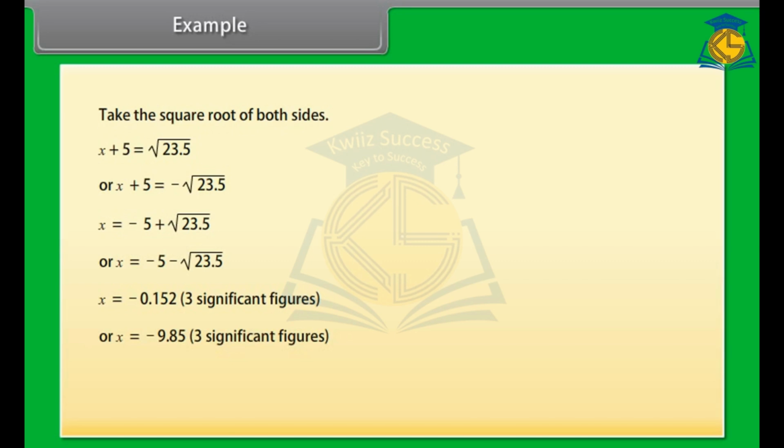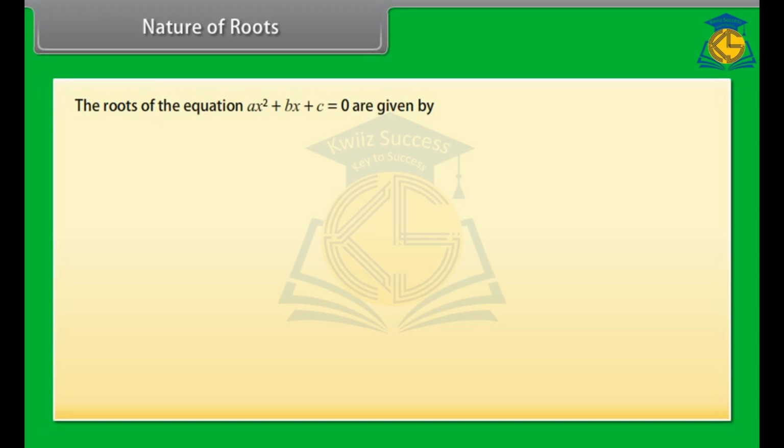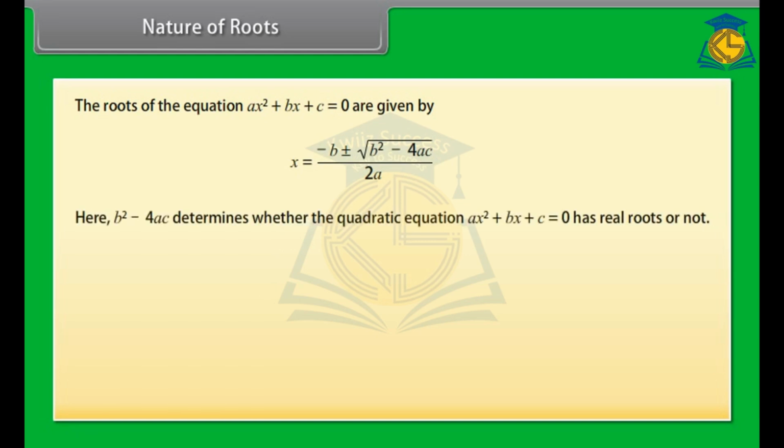to three significant figures. Nature of roots. The roots of the equation ax square plus bx plus c is equal to 0 are given by x is equal to minus b plus or minus square root b square minus 4ac whole upon 2a. Here, b square minus 4ac determines whether the quadratic equation ax square plus bx plus c is equal to 0 has real roots or not. b square minus 4ac is called the discriminant of the quadratic equation.